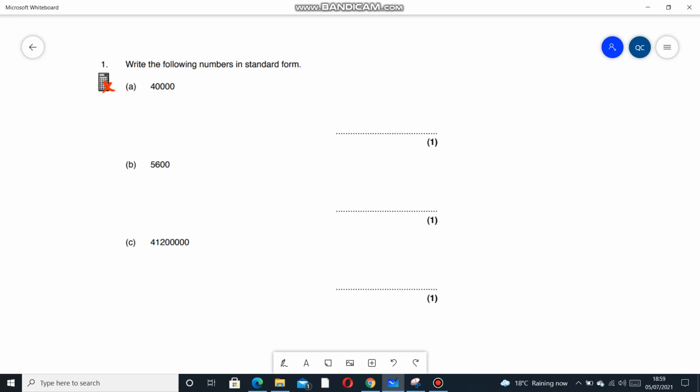Will bring some questions on this standard form. So let's have a go on question number 1. Before I actually start question number 1, I should explain what standard form means.